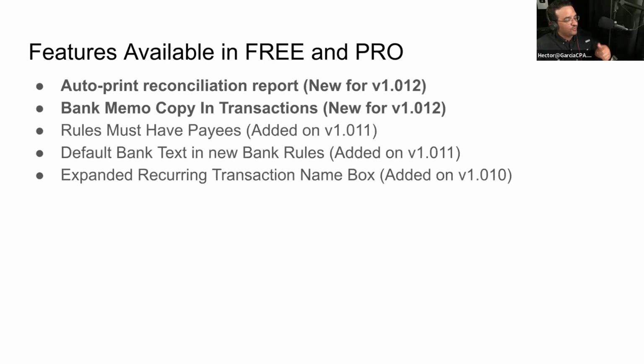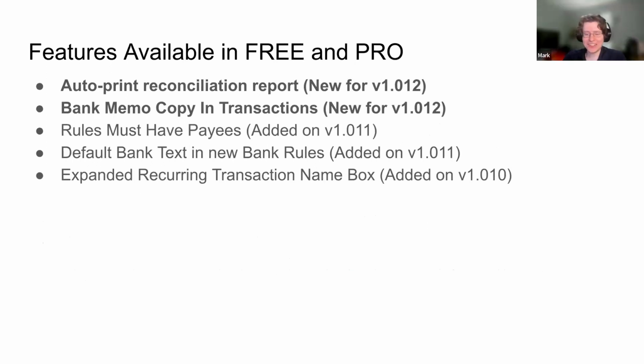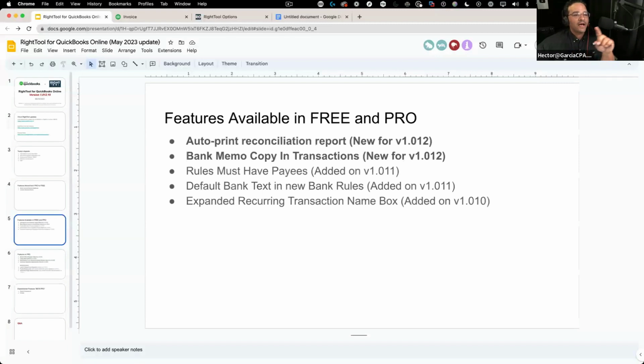And just to remind you, we have auto print, reconciliation report, bank memo copy in transactions, batch edit in the register, copy down, bulk delete from vendor and customer detail, inventory quantity adjustments, and I guess scripts would be the other one. That's not even counting the fact that we didn't touch on how we updated how journal entry import works.